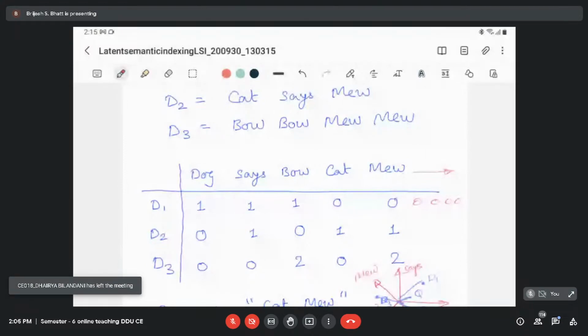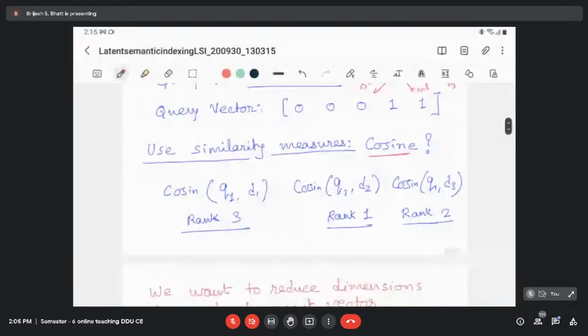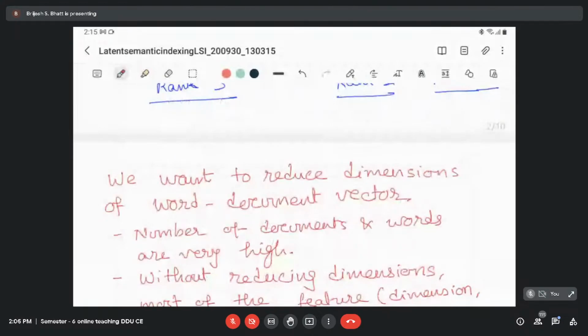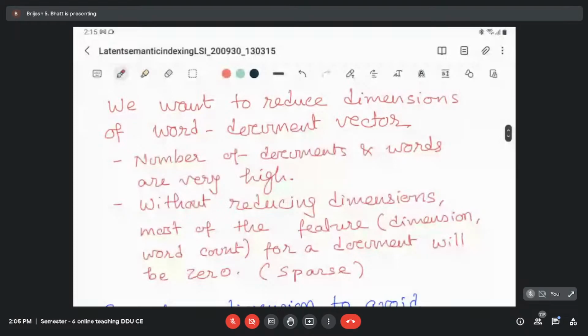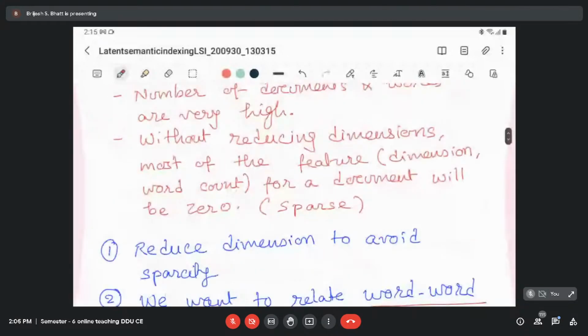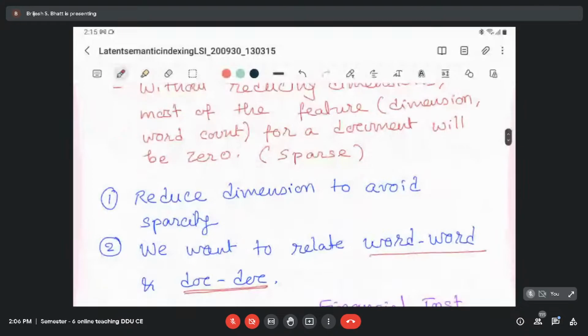So what do we do then? That is why we talk about this latent semantic indexing technique. The idea is that we want to reduce the dimensions of word document vectors. The number of documents and words is very high. Without reducing dimension, most of the features, the word count per document, will be zero. So that will be sparse data. Our first goal is to reduce dimension to avoid sparsity.